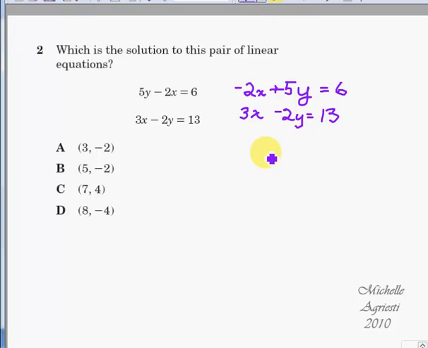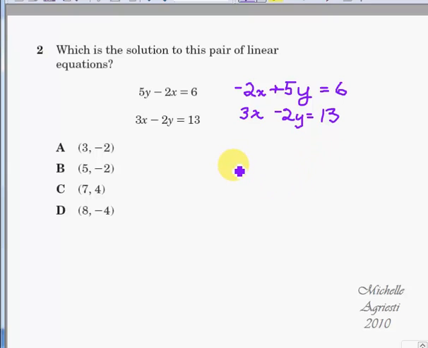Okay, so let's look at the second equation. I could divide by 3, but what happens? I get a fraction here and a fraction here. So that's not a good idea. And I could divide by negative 2. Again, that goes away, but I get fractions. So substitution is not the method I would use here.